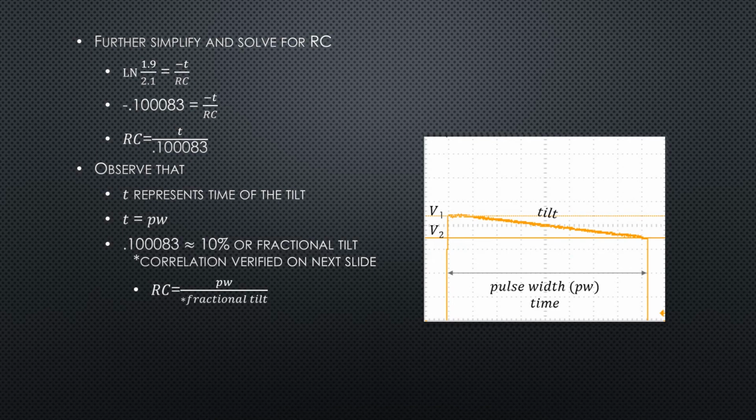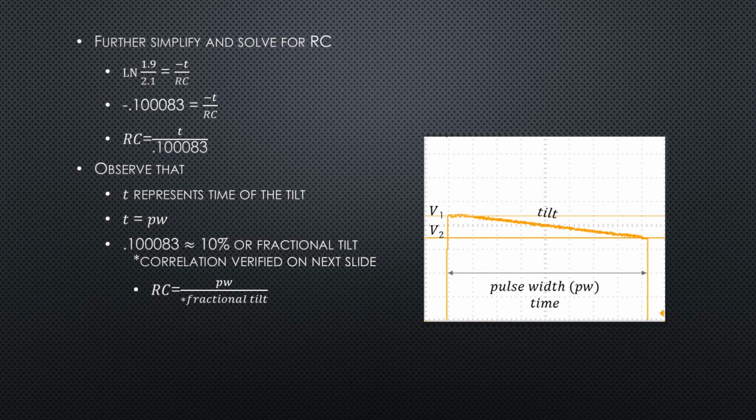The other thing that I observed here is 0.10083 looks pretty close to 10%. So the speculation is RC is equal to pulse width divided by fractional tilt.